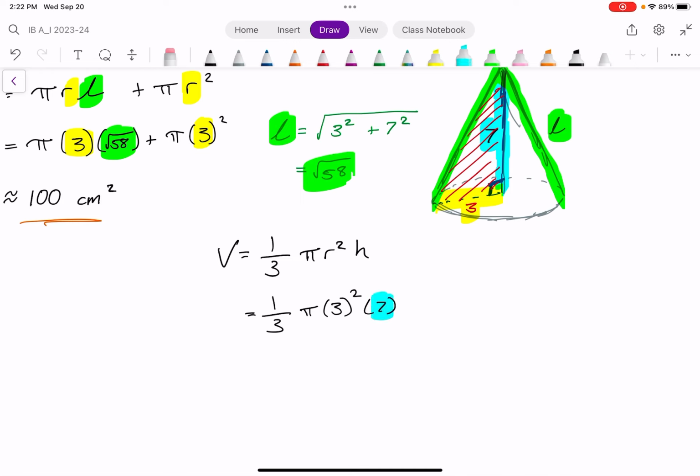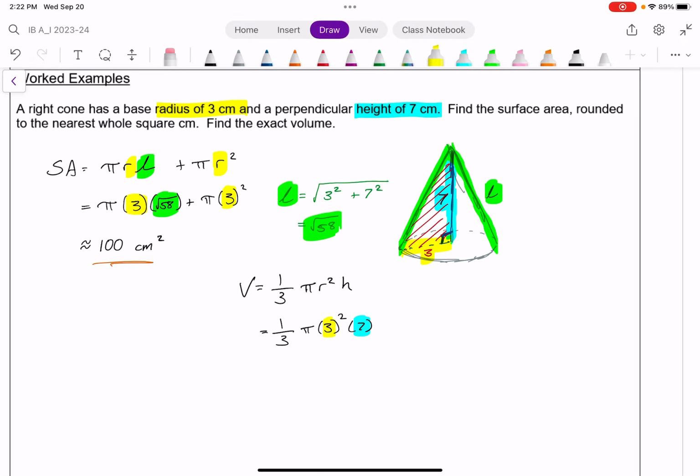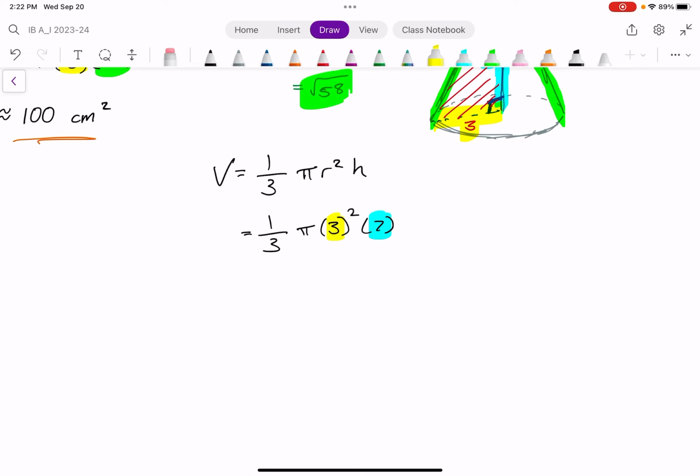Now for this question, we're asked to have the volume expressed exactly. So I don't want to go to my calculator and evaluate pi times any of this. However, I can clean this up a bit. I have 1/3 times pi. I have 3 squared times 7, which is 9 times 7, which is 63. So I have 1/3 times pi times 63.